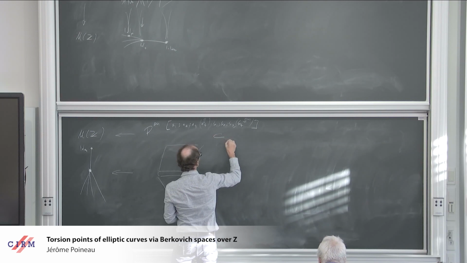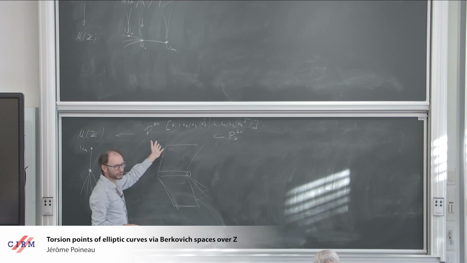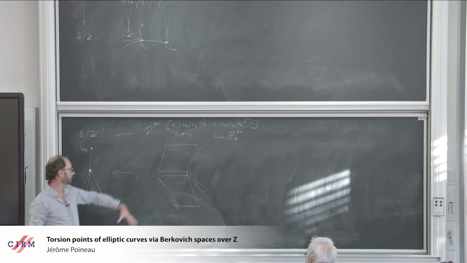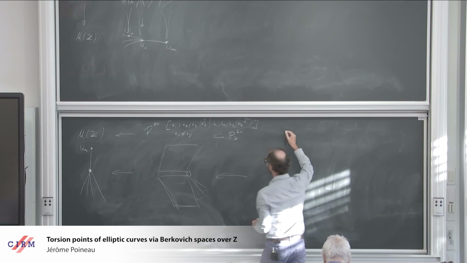But it's still something very concrete, right? You have just 6 coordinates. All the A_i are different, all the B_i are different. And you have a very explicit equation for this space, and you look at the analytification of this space here. OK, nice. And now I have this dynamical system over P1.